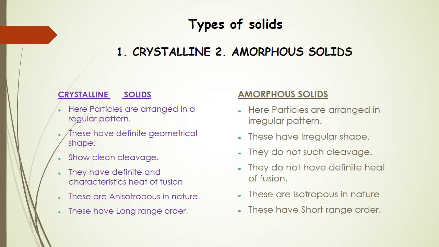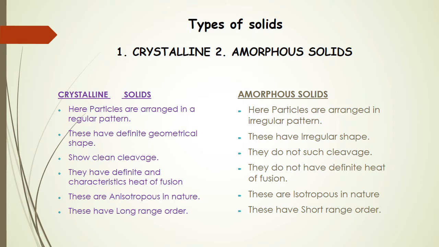Types of solids. There are two, crystalline and amorphous. So we will discuss the differences between the properties of crystalline and amorphous solids. In crystalline solids, particles are arranged in a regular pattern, but in amorphous solids, they are arranged in an irregular pattern. Crystalline solids have a definite geometrical shape, but amorphous solids have no definite regular shape. Crystalline solids have clean cleavage, but amorphous solids do not.